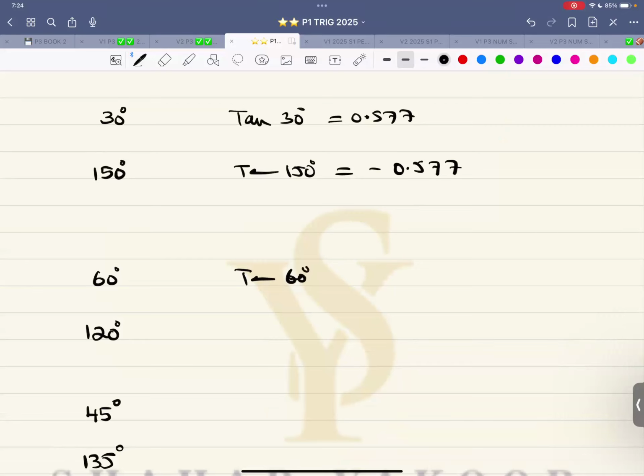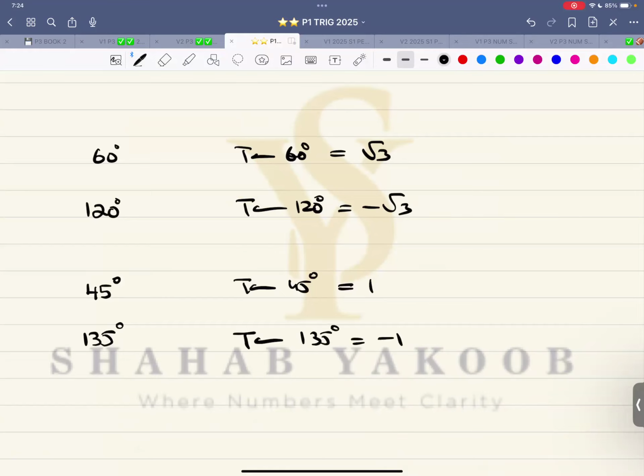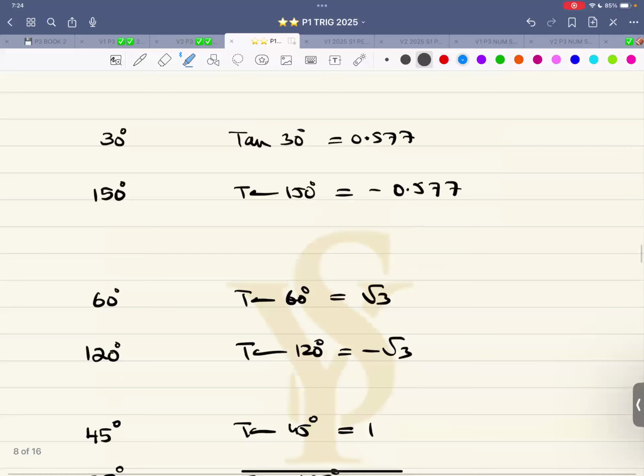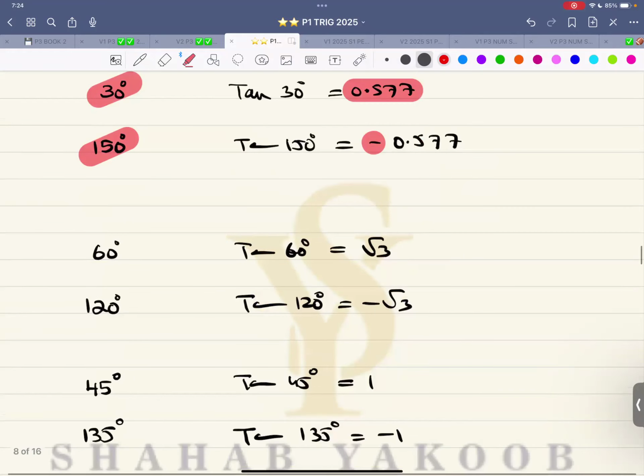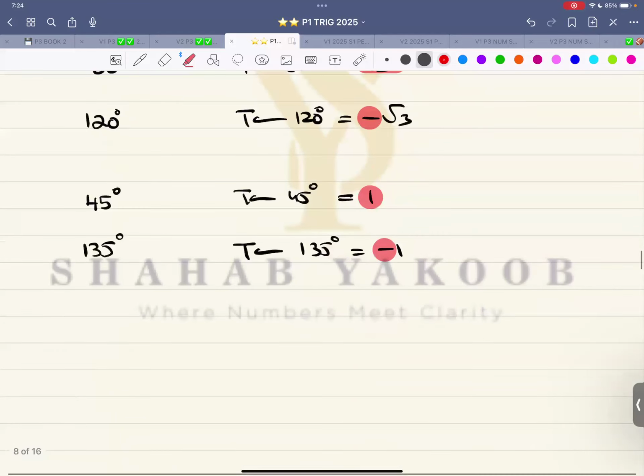Tangent of 60 is square root of 3. Tangent of 120 is negative square root 3. Tangent of 45 is 1. Tangent of 135 is negative 1. What do we observe? We observe the following. 30 and 150 add up to 180. Tangent of acute is positive. Tangent of obtuse is negative. Acute positive, obtuse negative.